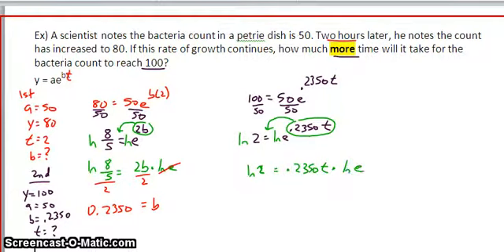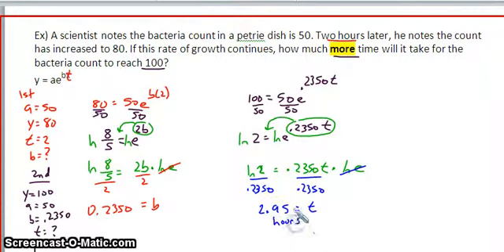And remember, the natural log of e is 1, so we divide by 0.2350, divide by 0.2350, and I end up getting 2.95 if I round that as t, and that would be hours.